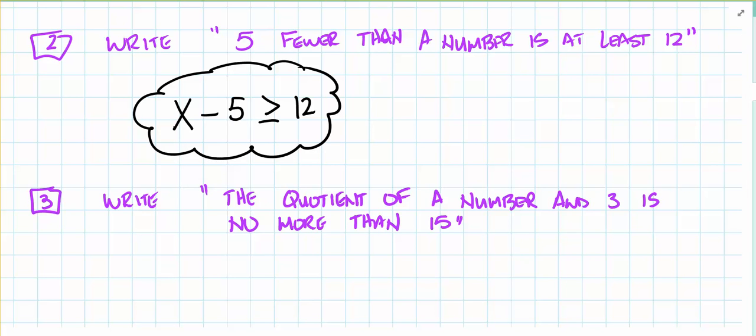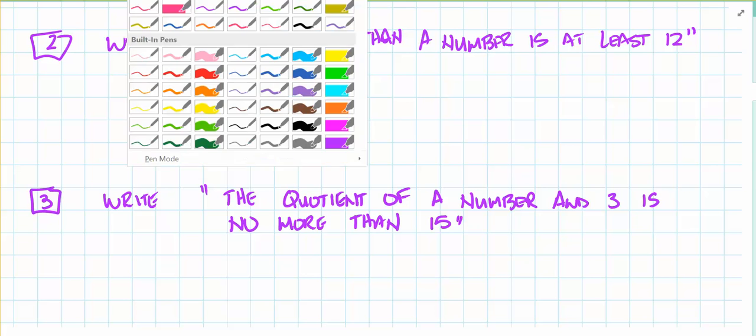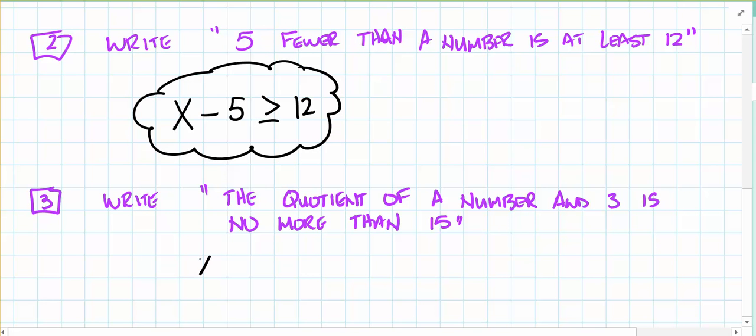Okay, take a look at this one. It says, write the quotient of a number and 3 is no more than 15. So again, just like we did before, let's start by giving ourselves a number. So the quotient of a number and 3. Okay, so that means that quotient means division. So we're going to go divided by. So we're going to say x divided by 3. That's the quotient of a number and 3 is no more than 15.